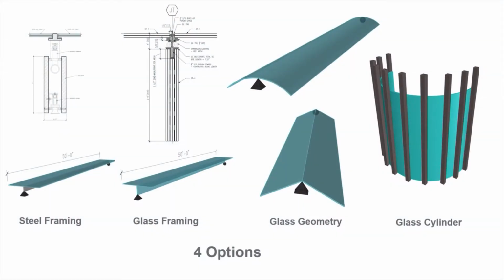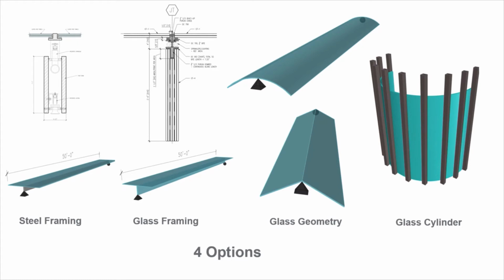And what we came up with were 4 initial approaches. One was to use a more streamlined steel framing approach with very large glass panels, 50 foot by about 8 feet wide. The second approach was to use a similar configuration, just with glass framing, glass columns and glass beams that were spanning about 50 feet, and glass columns that are about 20 feet tall. The third approach was to utilize glass with a geometric stiffness that could span on its own.